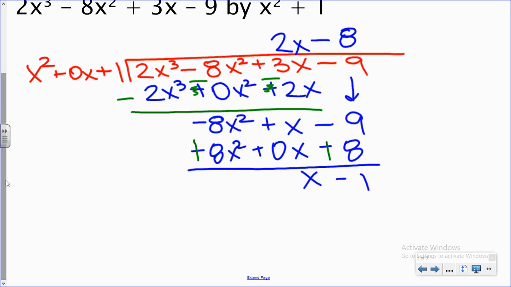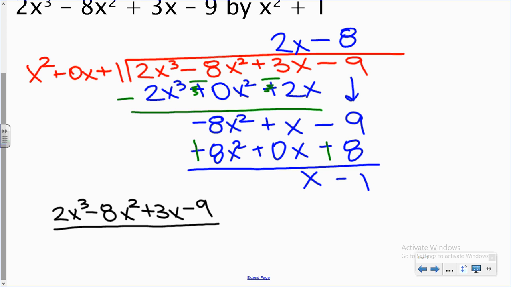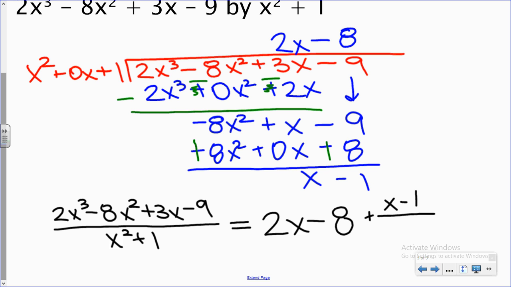All right, let's write this out. We took 2x cubed minus 8x squared plus 3x minus 9, and we divided by x squared plus 1, right? That is the division problem that we did. And we got a quotient of 2x minus 8, and then a remainder of x minus 1. So we're going to add x minus 1 over our divisor.